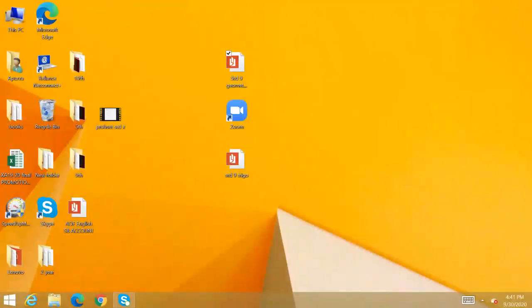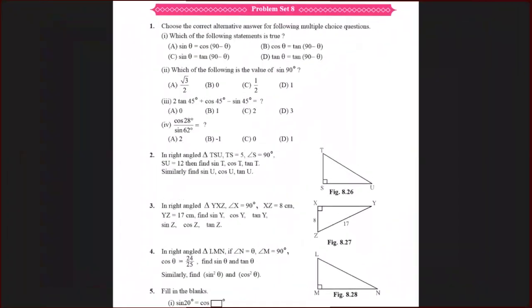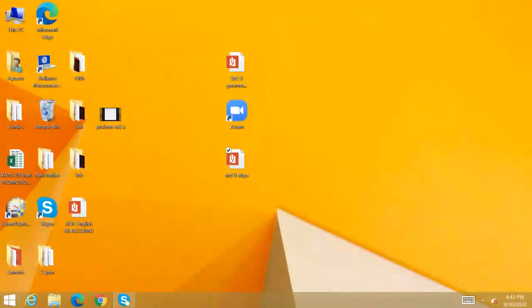Question number 4. Cos 28 upon sin 62. Cos 28. Now 28, when I write in terms of 90 minus some number, I'll get 90 minus 62. Now 90 minus 62 is 28. Now whenever I write it in terms of a complementary angle, I know cos of 90 minus any angle is sine of that angle. So sin 62. Below I have sin 62, which gets cancelled, and my answer is 1. Okay, this is how it's to be done.